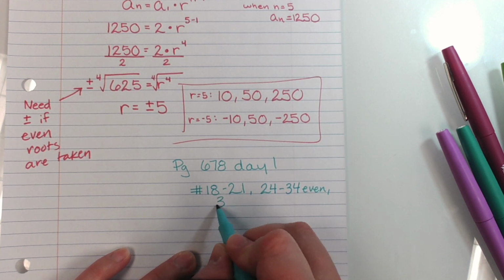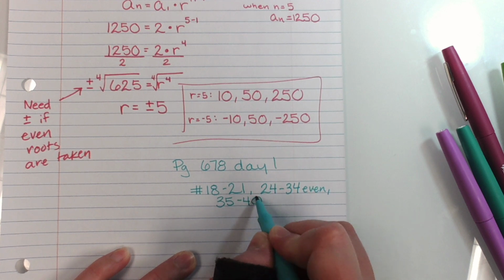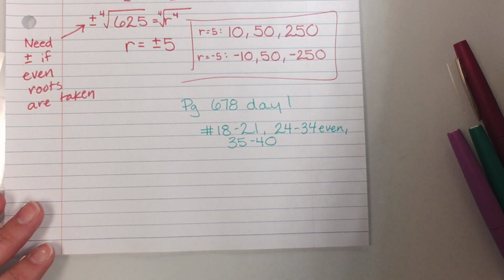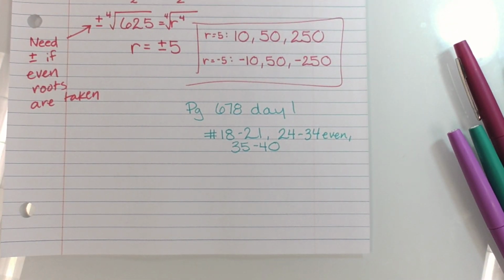Today's assignment, although broken up into a number of sections, is actually fairly short though. 18 through 21, 24 through 34, that section is the evens, and then 35 through 40.